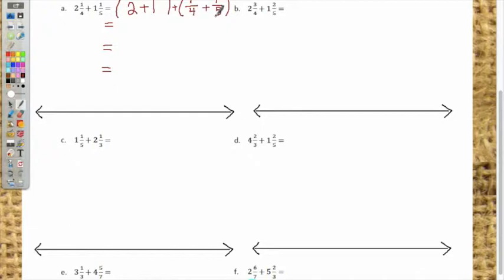Okay, now tell me the next step, Dara. 2 plus 1 is 3. How many times do I write it? 3 times. And then 1/4, and 1/3. I'm about to write too large, aren't I? Good.